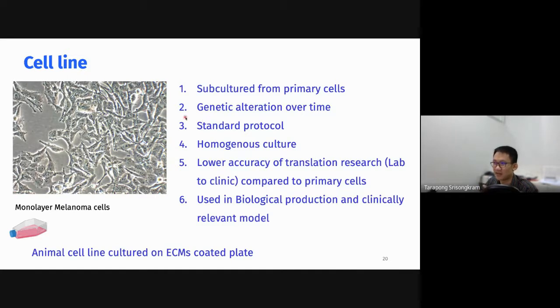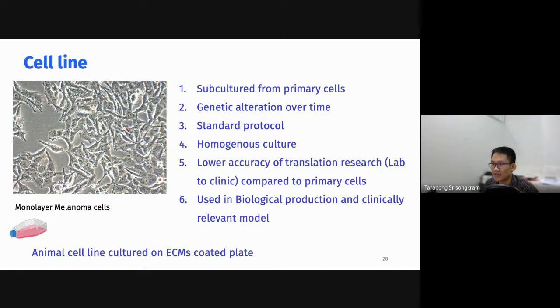The genetics of the cell line can be altered because it has been subcultured. It means that sometimes the genetics may differ from the first culture, right? And this cell line has been used intensively because it has a longer lifespan compared to the primary cell. So more and more standard protocols have been created for cell line culture.